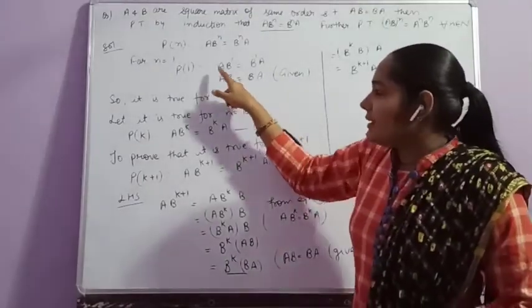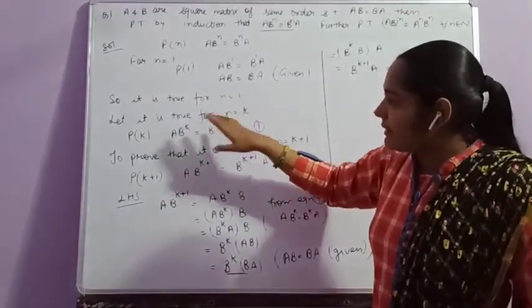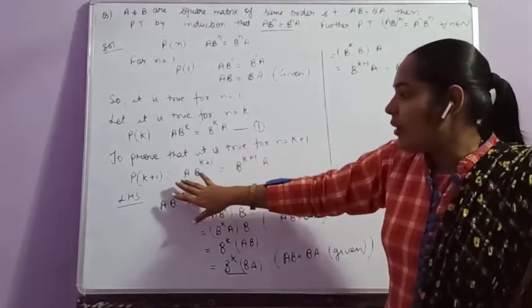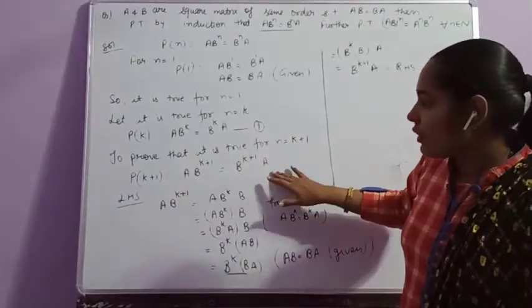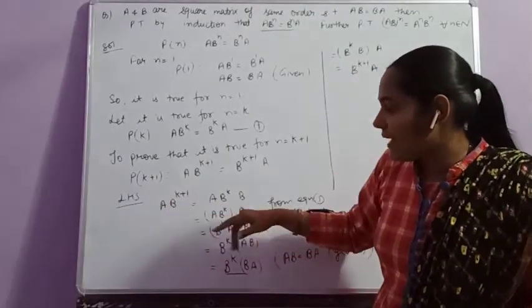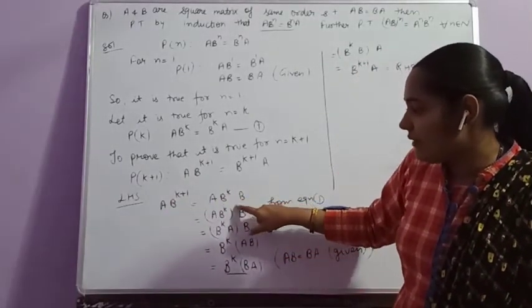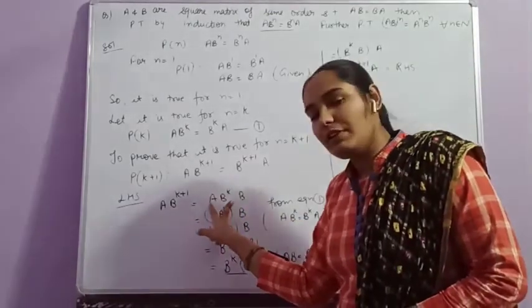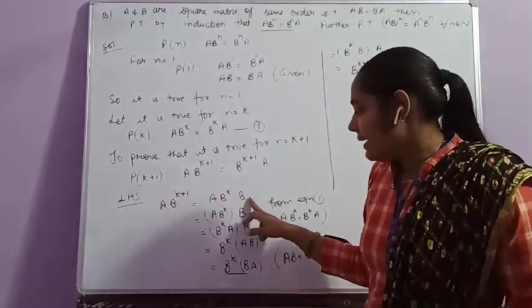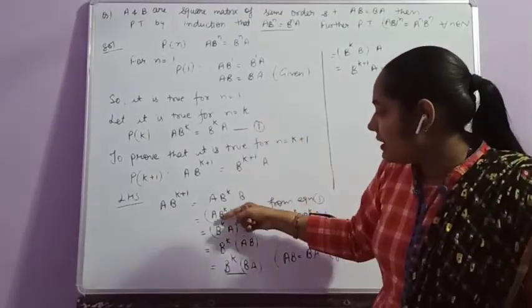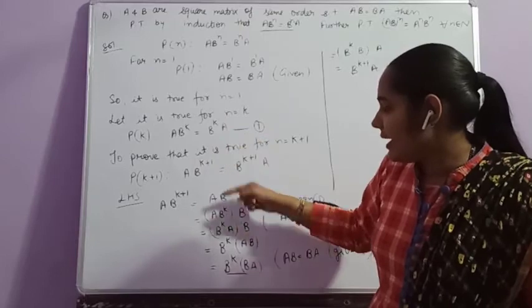Firstly, we prove that it is true for n is equal to 1. Then we consider that it is true for n is equal to k. Now we have to prove that it is true for k plus 1. We saw left hand side B raised to the power k plus 1 can be written as B raised to the power k into B. If we didn't disturb the order, then firstly we multiply these two matrices and then the resultant is multiplied with B. And we know from equation 1 that it is equal to B raised to the power k into A.